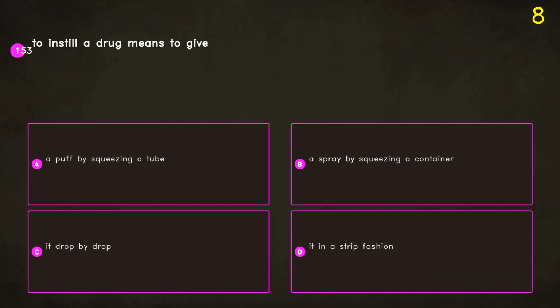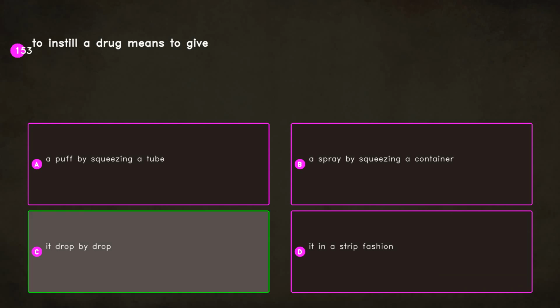Question 153. To instill a drug means to give A. A puff by squeezing a tube B. A spray by squeezing a container C. It drop by drop D. It in a strip fashion. The correct answer is it drop by drop.